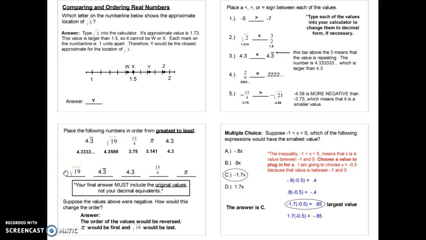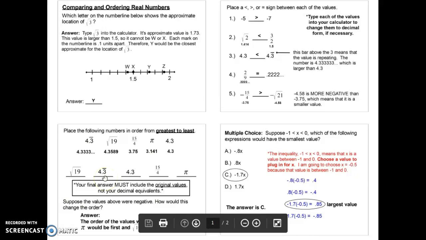The decimal equivalents are just what we're using to help us get to the final answer. So we're going greatest to least in this one. The largest would be our square root of 19, which is 4.3589. That is the largest of all of our values. Next would be 4.3 repeating. Then the 4.3, 15/4 would come next, and then the smallest out of this group would be your pi.